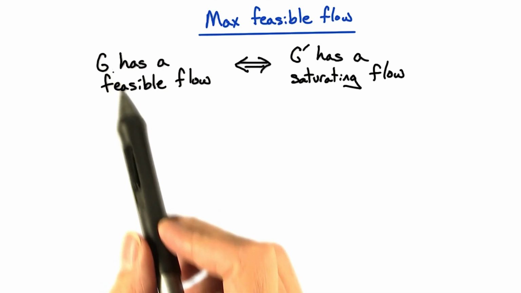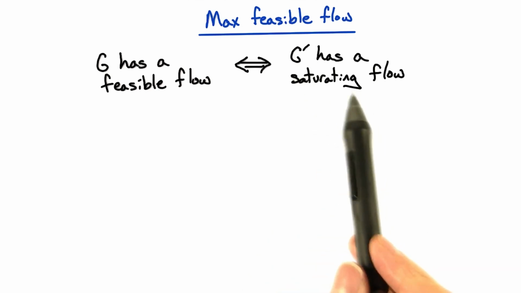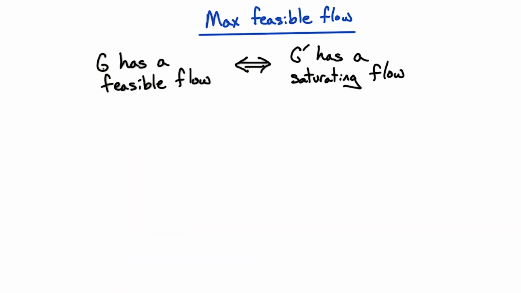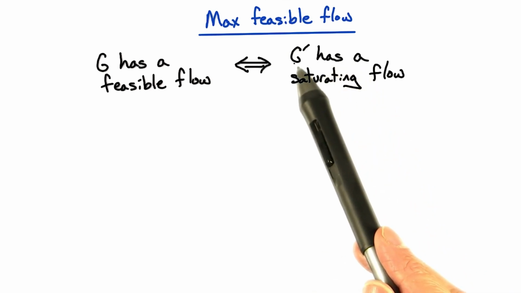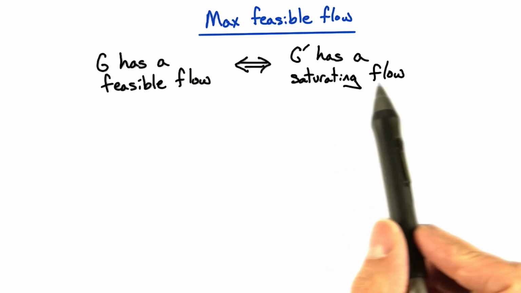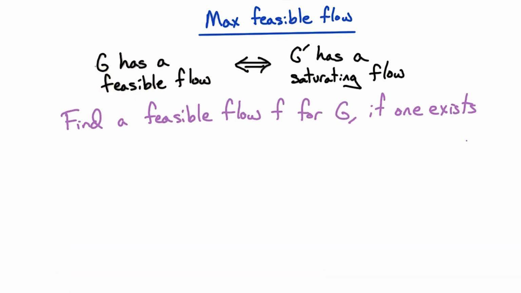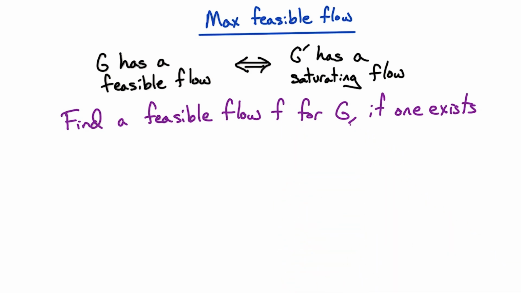G, our original input, has a feasible flow if and only if our new construction, G prime, has a saturating flow. So, to solve the feasible flow problem, to find a feasible flow in this input graph, we simply construct this graph G prime, we run the max flow problem, we check whether the size of this max flow equals capital D, and therefore whether or not it's a saturating flow. If it is a saturating flow, then we've shown how to transform that saturating flow F prime into a feasible flow F for this graph G. So, we know how to find a feasible flow F for this graph G if one exists.